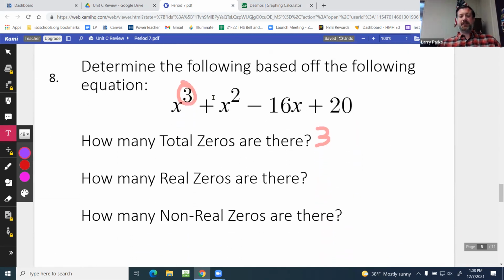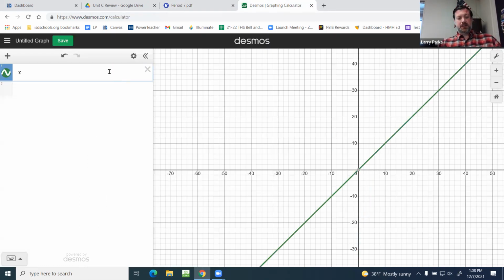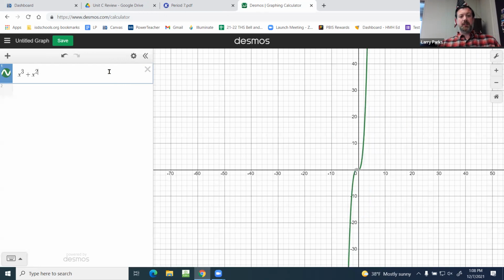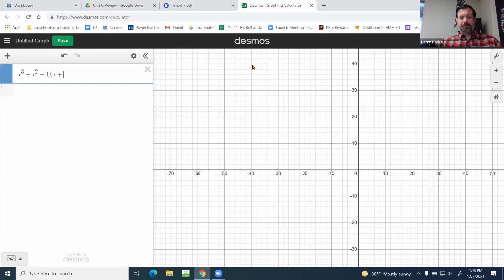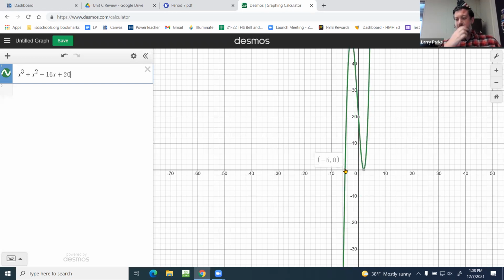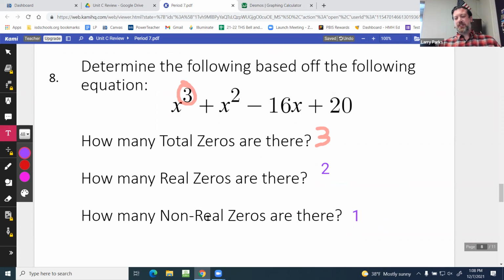Next one, total 3. Type it into Desmos. X to the 3rd plus x squared minus 16x plus 20. I have 1, and I'll show you the common mistake. Kids go 1, 2, and so then they put 2 here, and then they put 1 here, and that can't be true. That can't be true because non-real zeros always come in pairs. And so there's no way that's true.